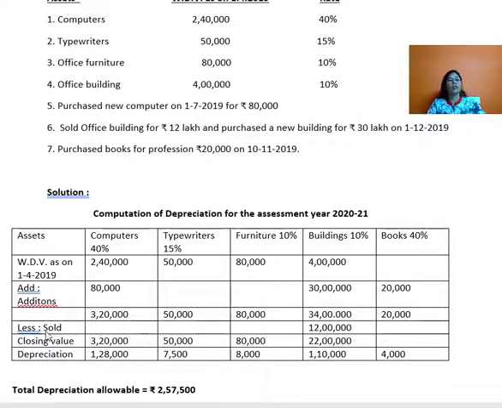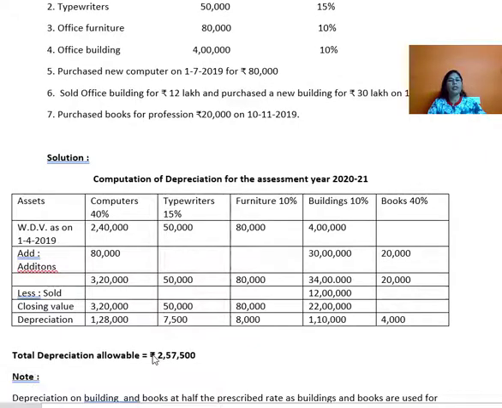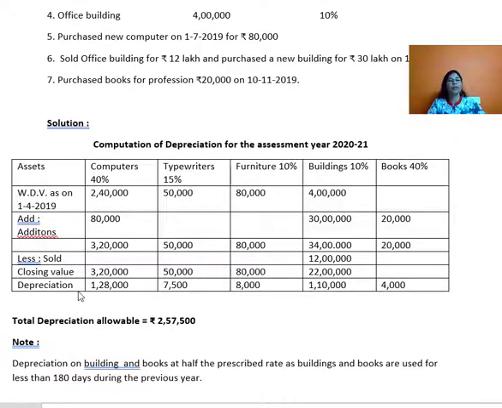Now the assets sold during the year, there is no sales in case of computers, typewriters, furniture, but we have office building of 12 lakh which is sold during the year. So the closing value is, this is the closing value, and also the closing value of the books is 20,000. Now let us charge the depreciation.